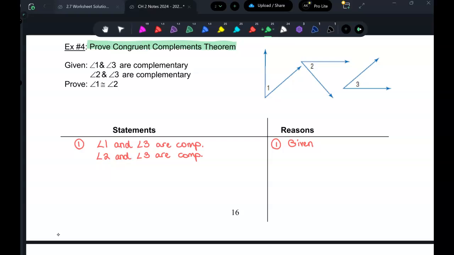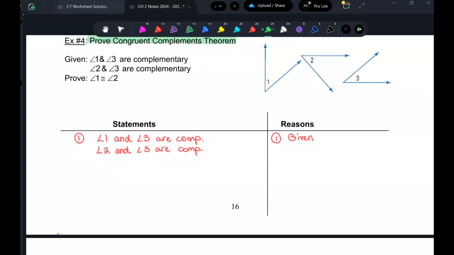Again, you can't prove a theorem in 2 steps, because then you're using the theorem to prove the theorem. You have to explain it. I should not have congruent complements theorem anywhere in my reasoning here. So let's start with, what's the definition of complementary?